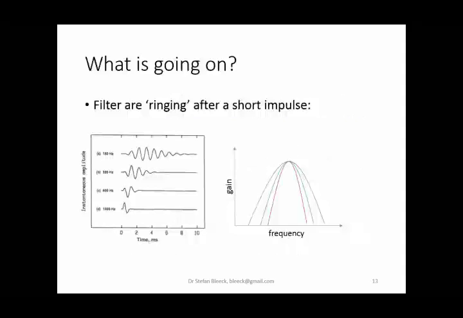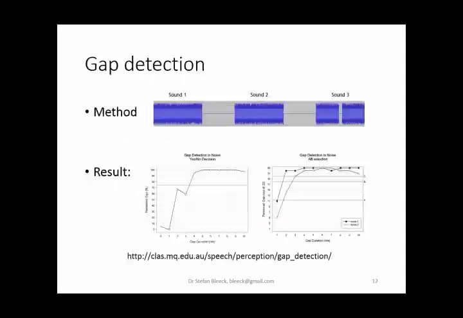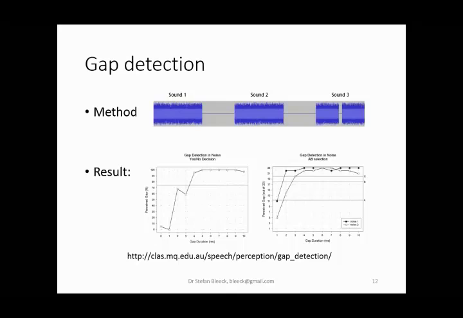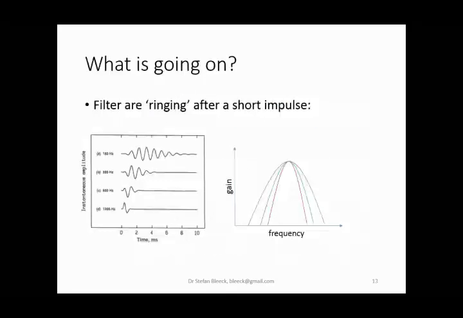But that's not, we can do much better than that, and we'll come to that with the modulation transfer function. But first let's explore why we cannot detect any kind of gap, a millisecond or half a millisecond. What happens on the basilar membrane?